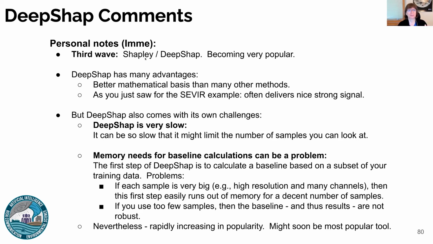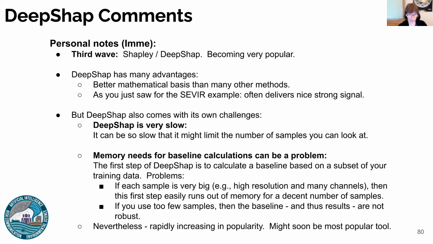So the third wave, just to wrap up, is Shapley and Deep Shap. It's becoming very popular. It has many advantages. It has, number one, a better mathematical basis than many other methods, than LRP or input times gradient. And as you just saw for the severe example, it often delivers really nice, strong signals. Now, don't jump and just use Deep Shap. As you will see later, it's good to use different methods and then take information together from those methods. You shouldn't just use only one. Always use several and then keep in mind what they do and interpret them accordingly.